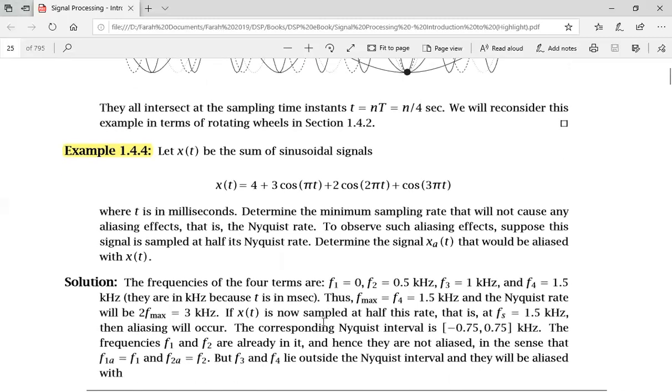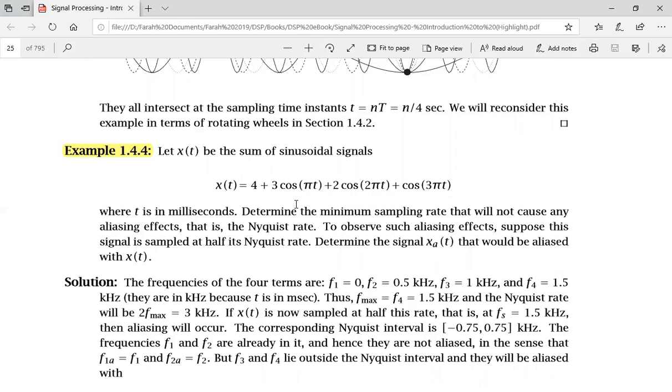Again, the next problem is this: let x of t be the sum of sinusoidal signals. Here you are having how many frequencies? Here you are having one frequency 4, then plus 3 cos pi t plus 2 cos 2 pi t plus cos 3 pi t, and so on. Then again, here t is being mentioned in milliseconds. If t is in milliseconds, it means your frequency would be in kilohertz. Okay, so here you will see what would be the reconstructed signal.